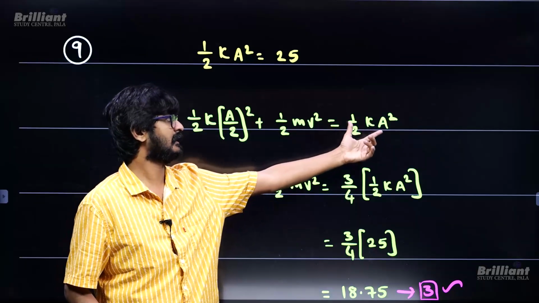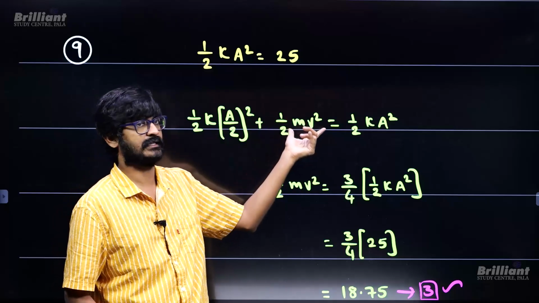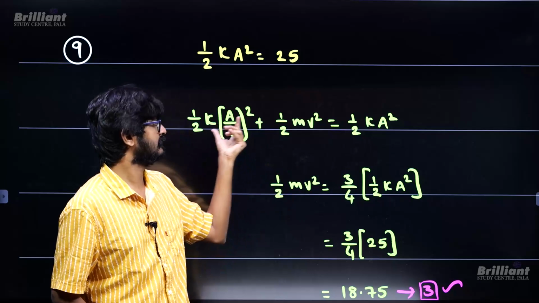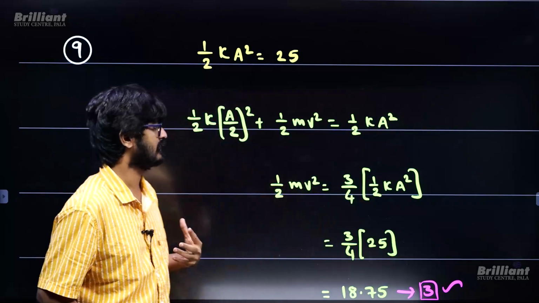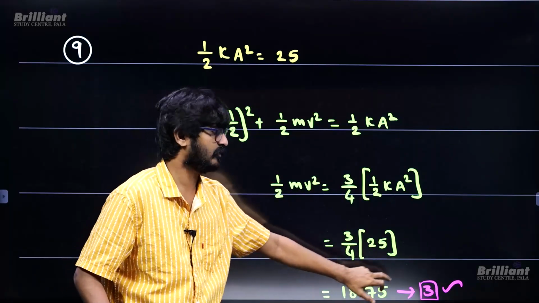So total energy is half k A square at the extreme position. Now at this position, this is the potential energy, this is the kinetic energy. Now I need to modify it and I need to find this. So half mv square will be, when I take it to the right hand side, I will be getting 3 by 4 times of half k A square. But half k A square, I know it has 25. So when I substitute it back, I will be getting 18.75.